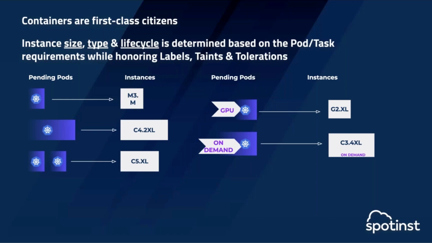What does that mean? We want containers to be the first-class citizens of our clusters. We want the instance size, its type, and its life cycle to be determined based on the pod coming into our cluster. The pod will hold the containers inside of it. At the same time, it's extremely important to honor all the layers and take this into account whenever we scale up, in order to make sure that the cluster is as effective as possible.